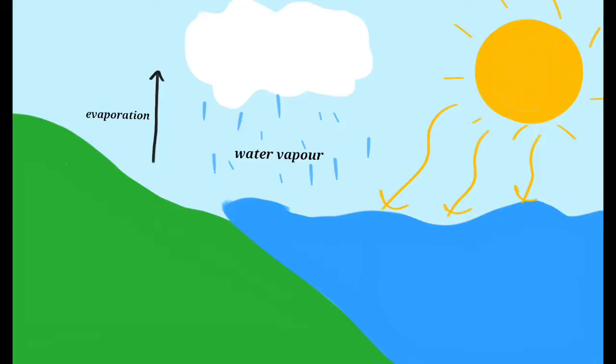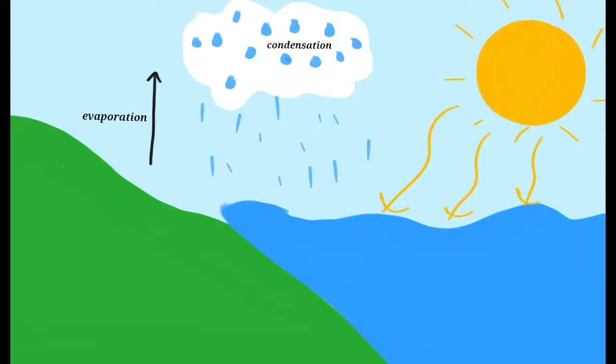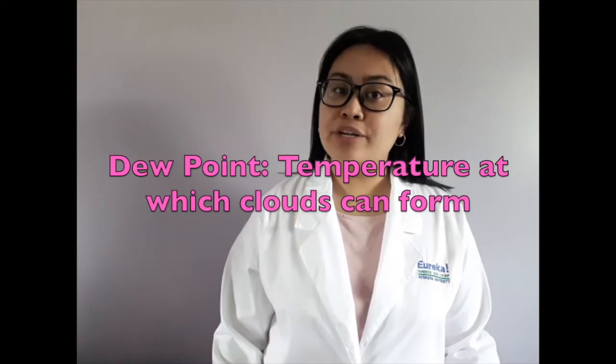The sun heats up the surface of the earth. And when it does that, it also heats up the bodies of water on Earth. When the water heats up, some of the water evaporates into the air, turning into vapor. The second phase of the water cycle is condensation. As the water evaporates into the sky, its temperature decreases. These droplets of water condense together to form clouds once they reach dew point. Dew point is the temperature at which clouds can form, and it's dependent on moisture and humidity.